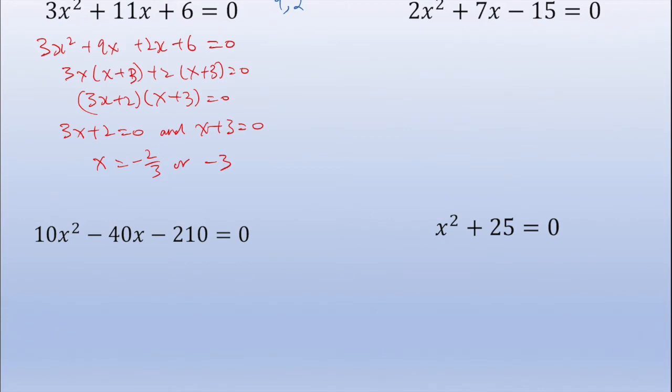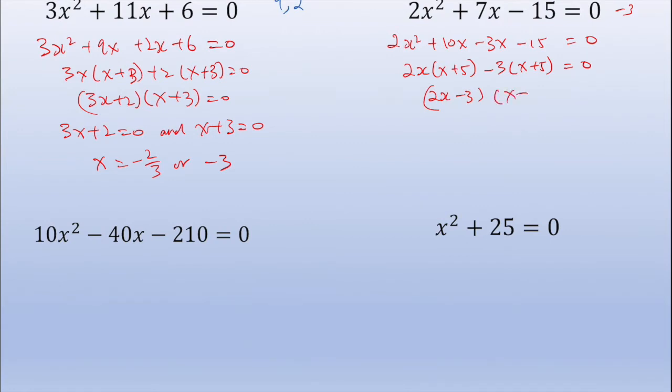You can see that the two numbers should be 10 and minus 3. Therefore, rewriting this, we've got 2x squared plus 10x minus 3x minus 15 equals 0. So let's take out the 2x here, x plus 5, and take out the minus 3 here, x plus 5. That gives us 2x minus 3, x plus 5 equals 0. So therefore 2x minus 3 equals 0, or x plus 5 equals 0. x therefore equals 3 over 2, or minus 5.